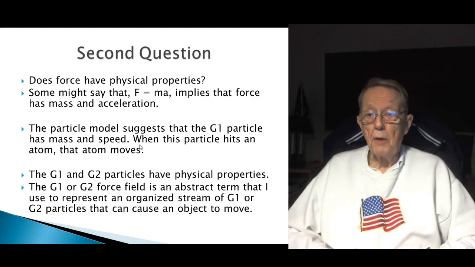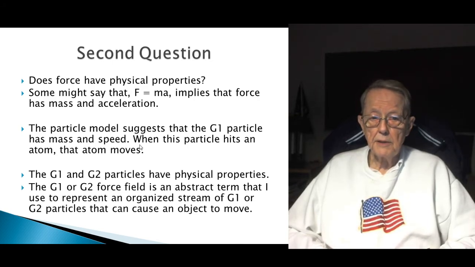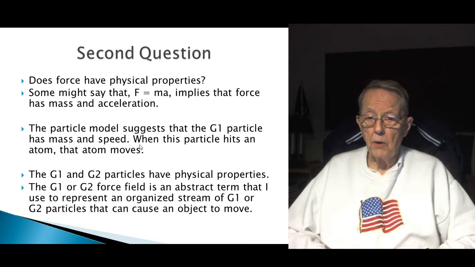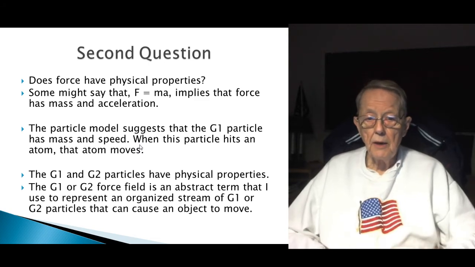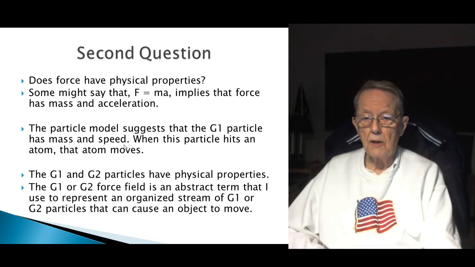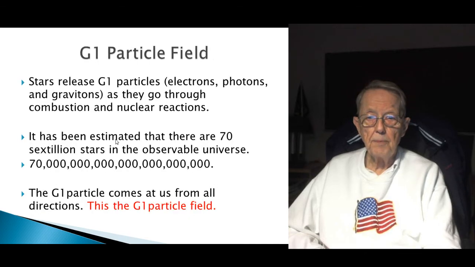Now, the particle model suggests that the G1 particle has mass and speed. When this particle hits an atom, that atom moves. That's the interaction. The G1 and G2 particles have physical properties. The G1 or G2 force field is an abstract term that I use to represent an organized stream of G1 or G2 particles that can cause an object to move.